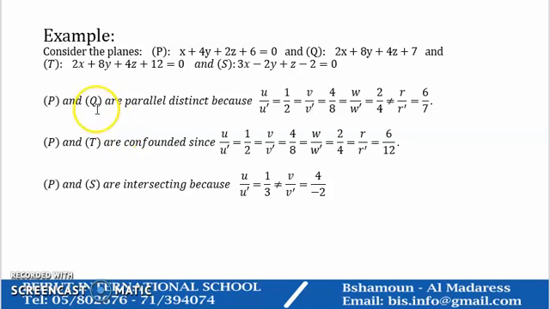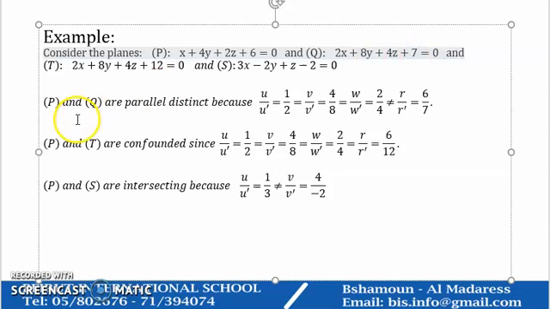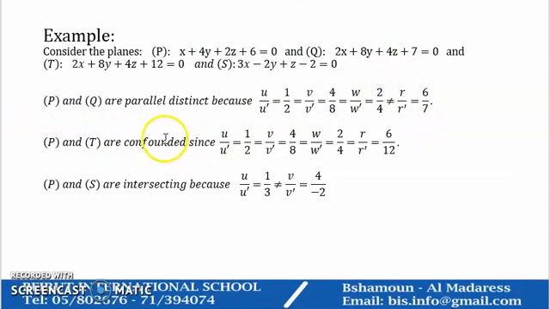Now, take this example. I have four planes: the plane P: x plus 4y plus 2z plus 6 equals 0; Q: 2x plus 8y plus 4z plus 7 equals 0; T: 2x plus 8y plus 4z plus 12 equals 0; and S: 3x minus 2y plus z minus 2 equals 0. Taking the two planes P and Q, I have u over u prime equals half, v over v prime equals half, w over w prime equals half, not equal to r over r prime. So in this case the two planes are parallel.